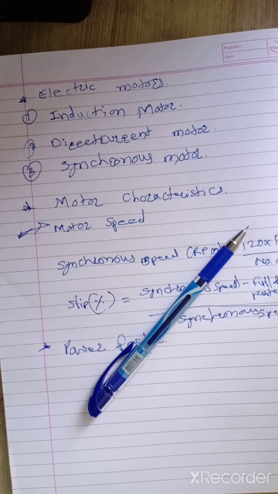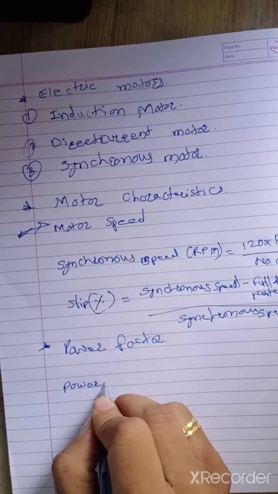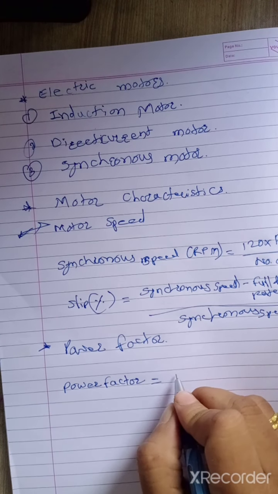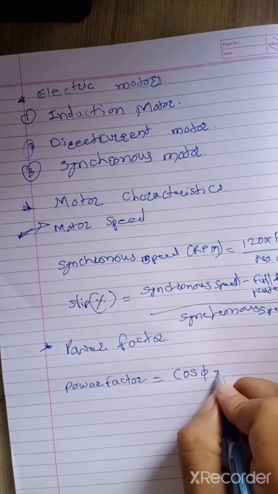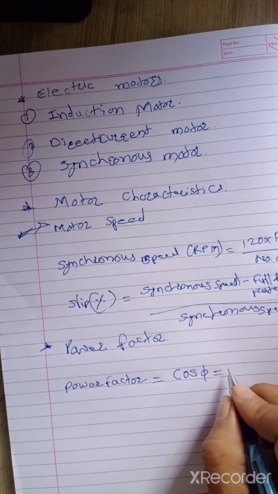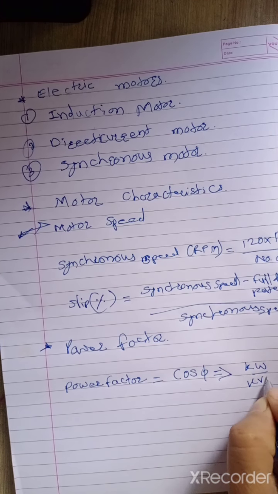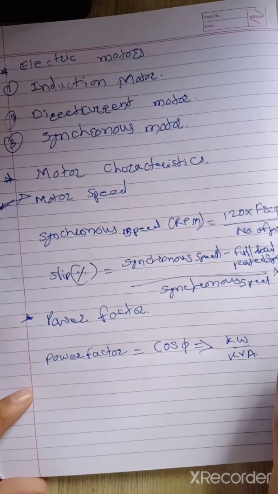See here, the power factor of the motor is given by the formula, that is power factor is equal to cos phi, which is equal to kilowatt per kVA. This is all about the power factor.